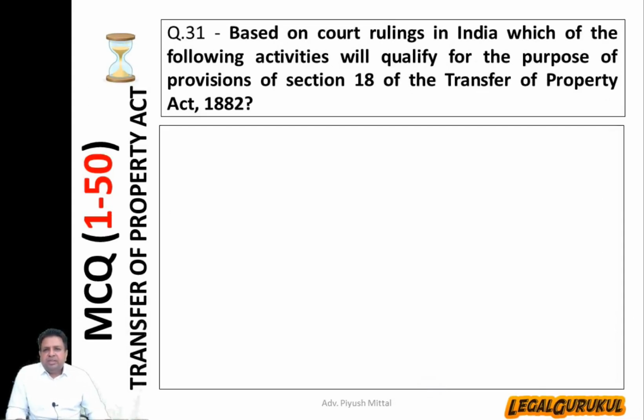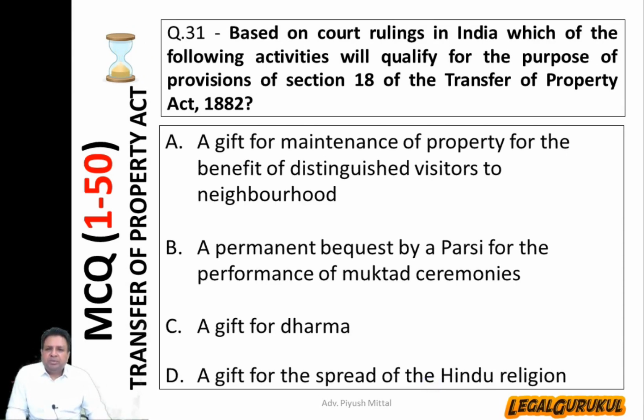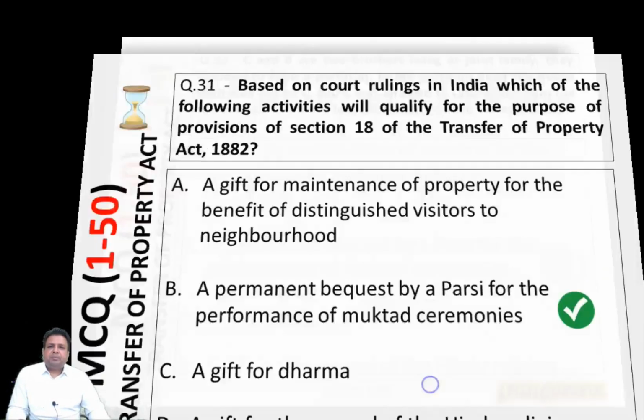Question number 31. Based on court ruling in India, which of the following activities will qualify for the purpose of provision of section 18 of the Transfer of Property Act? Option A, gift for maintenance of property for the benefit of distinguished visitor to neighborhood. Option B, a permanent bequest by a Parsi for the performance of Mugdal ceremonies. C, a gift for dharma. D, a gift for spread of Hindu religion. And the correct answer is B.